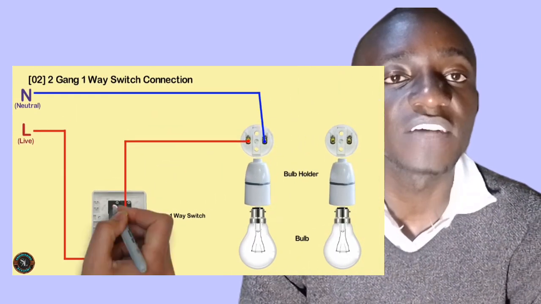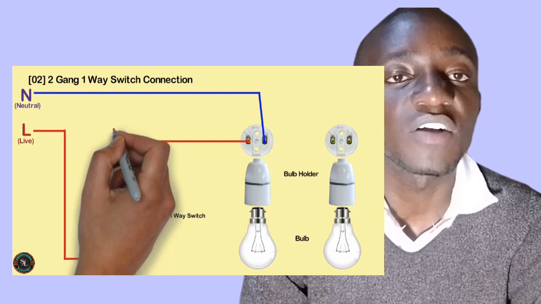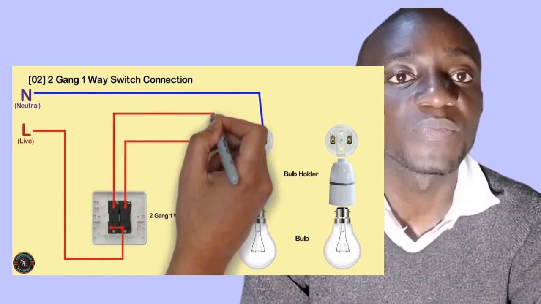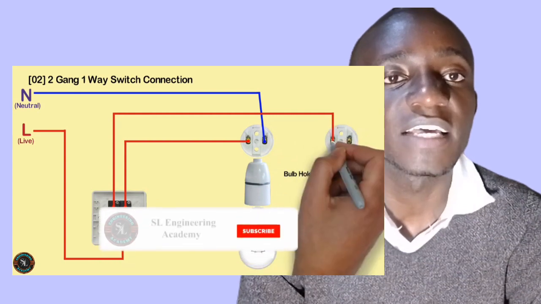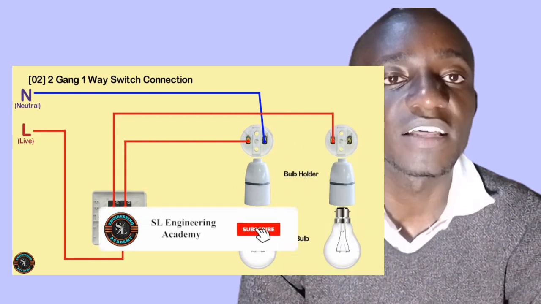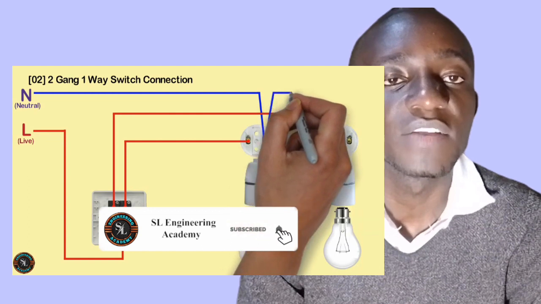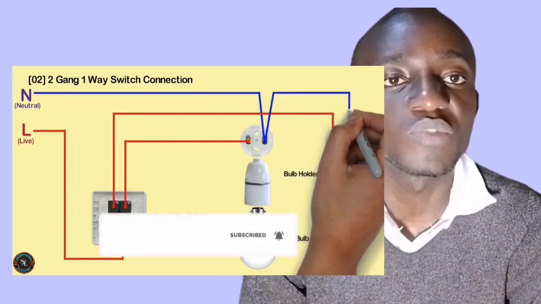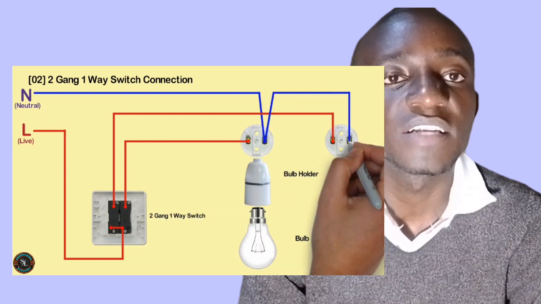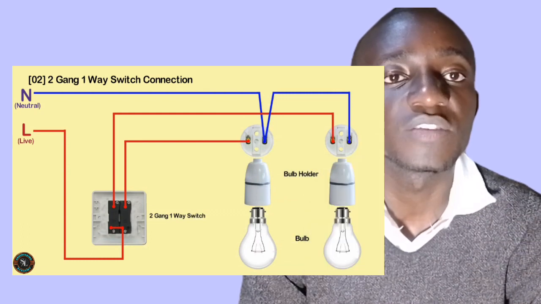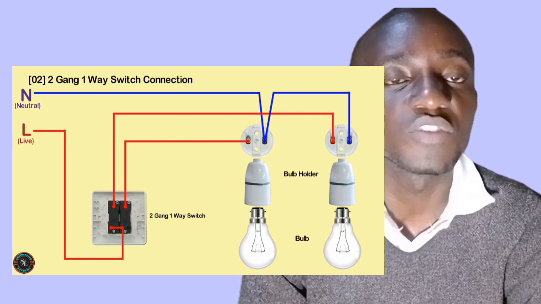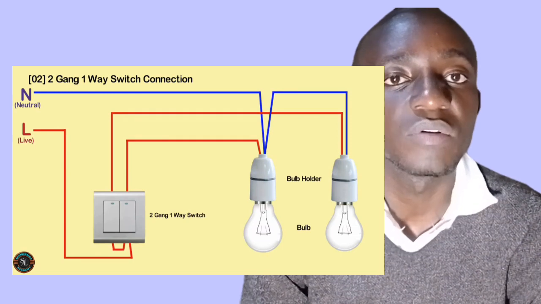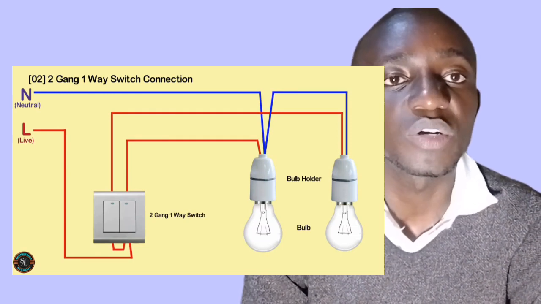So if it is a 3-gang switch, we will connect the second part of the first switch to the first lamp, the second part of the second switch to the second lamp, and the second part of the third switch to the third lamp. Then we know that neutral doesn't pass through the switch, so it will run from the distribution board to the first lamp, then you loop to the second lamp, then you loop to the third lamp. That's how a multiple gang switch is connected.